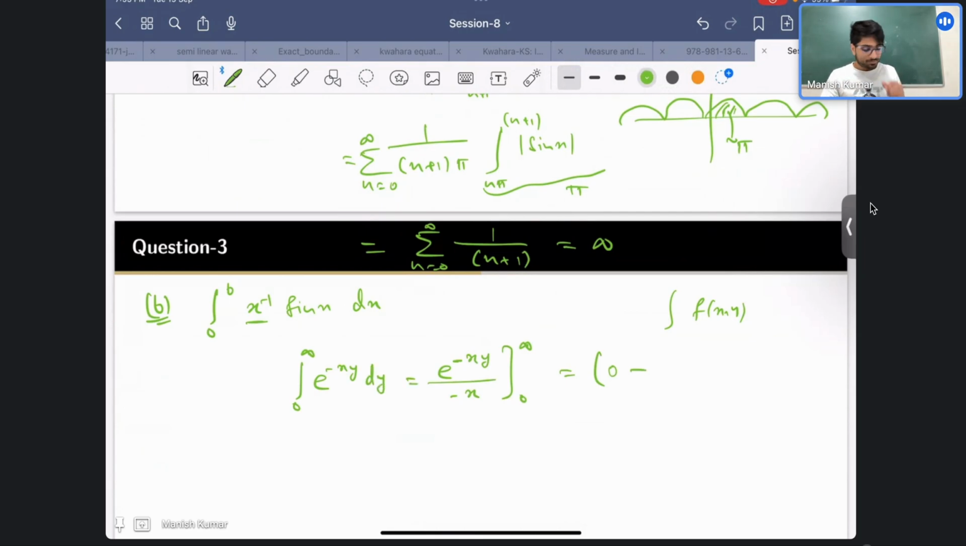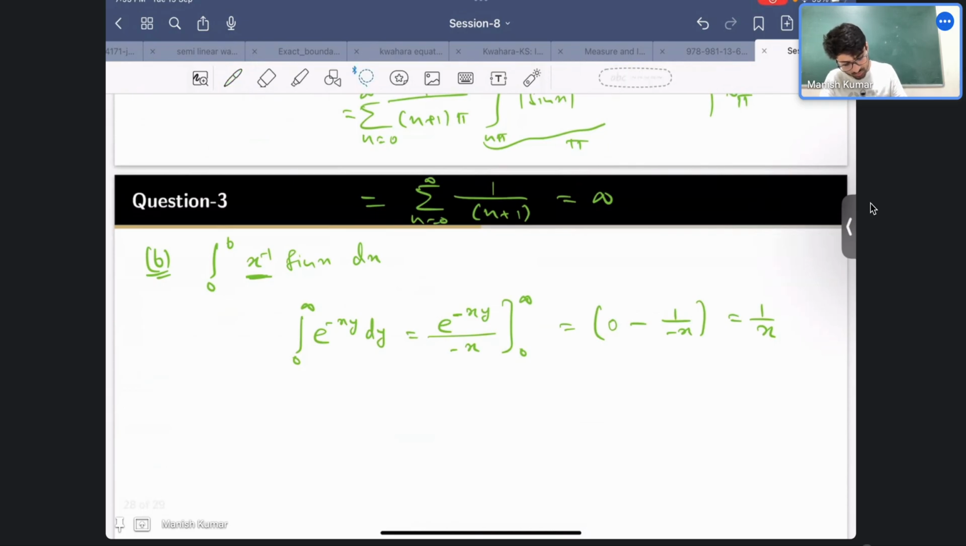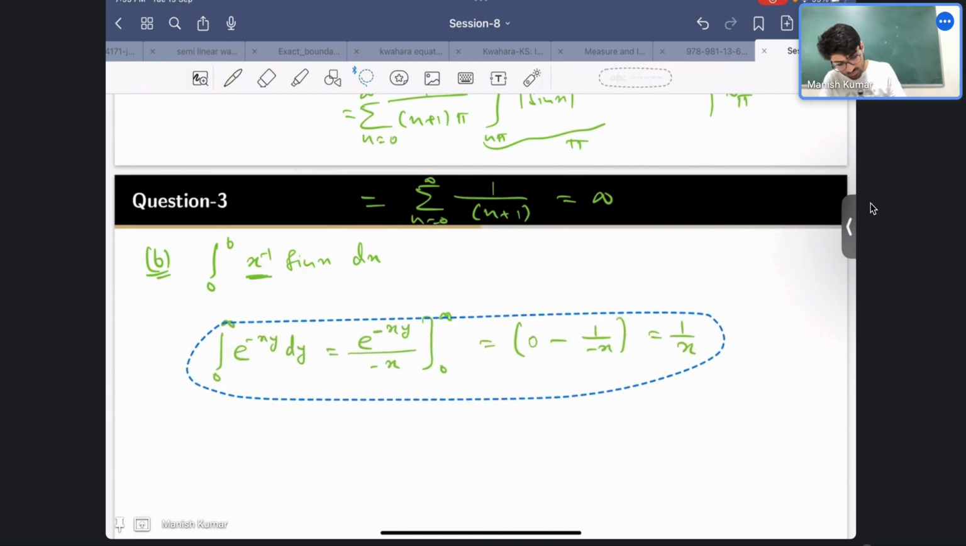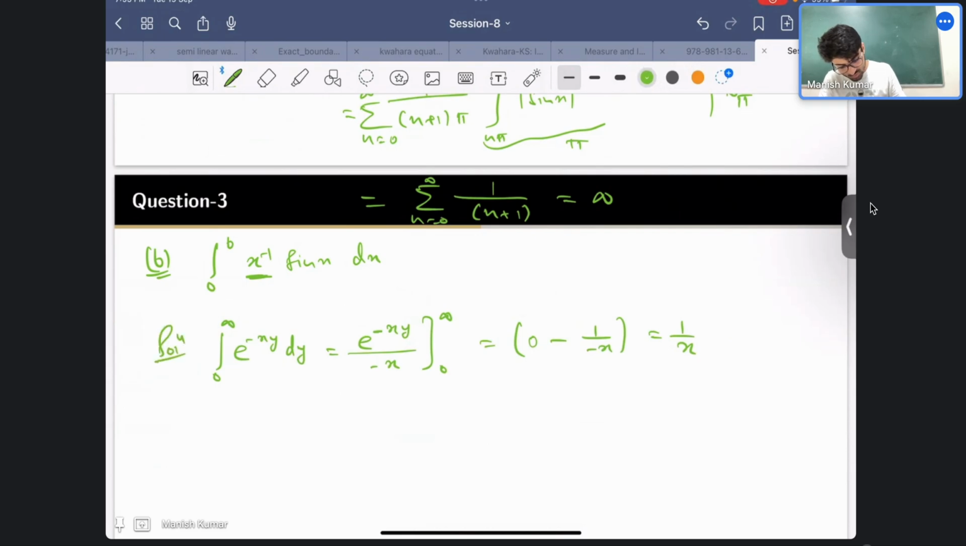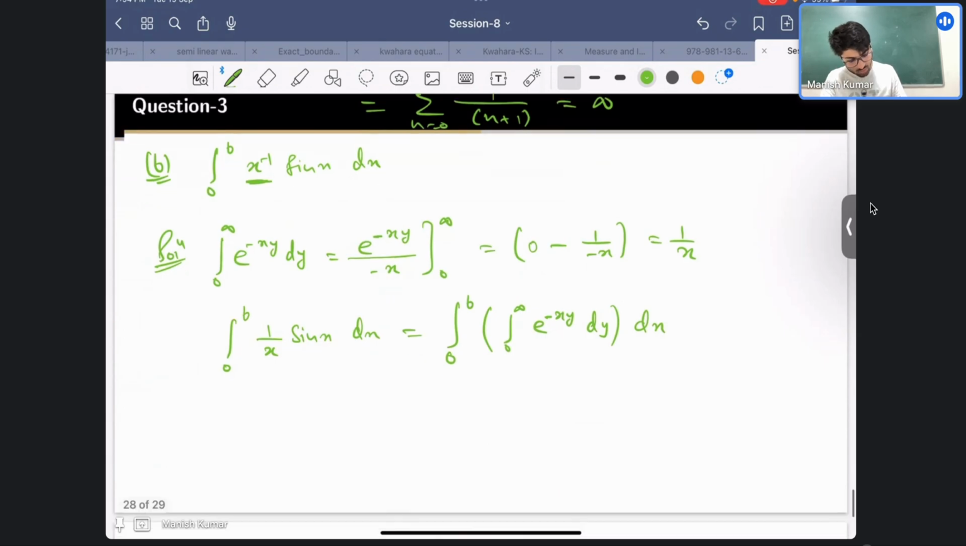So if you do y equal to 0, it would give you 1, so 1 upon minus x, so you'll get 1 by x, right? So this 1 by x which is coming here, I can replace by this quantity. So the integral from 0 to b of (1 by x) sin x dx, I can rewrite as the integral from 0 to b, and then 0 to infinity, of e raised to the power minus xy dy, and dx, right? So so far okay, sin x and dx.